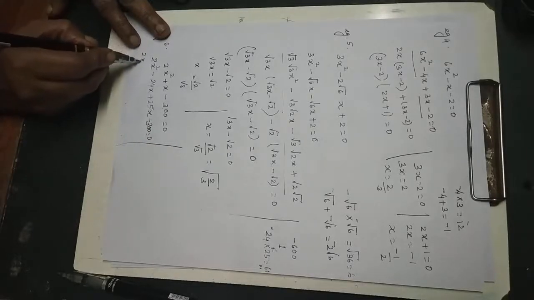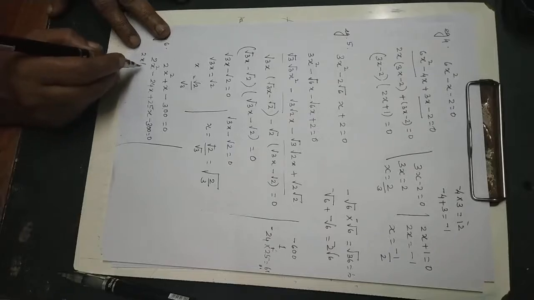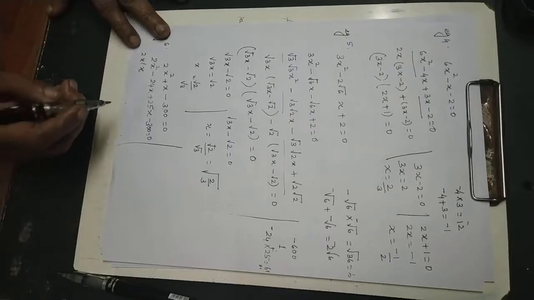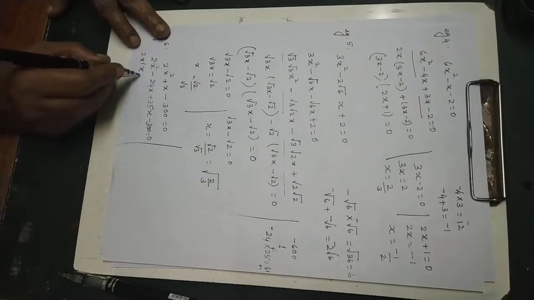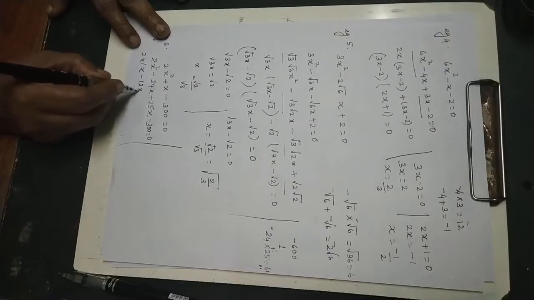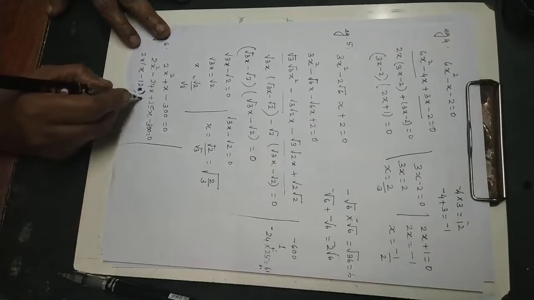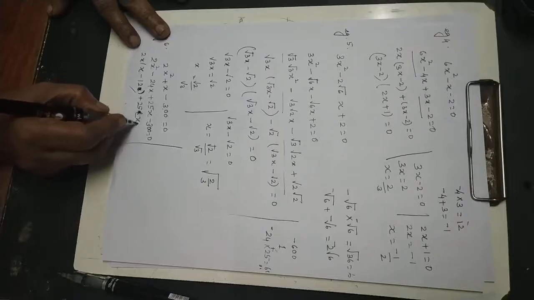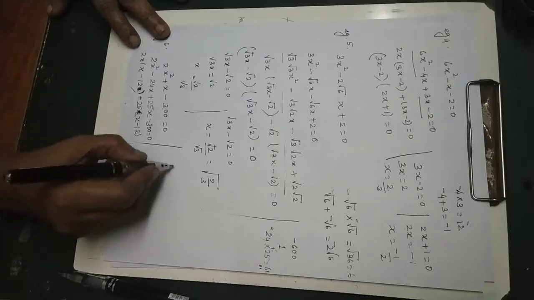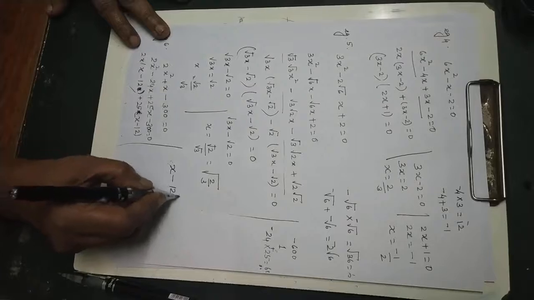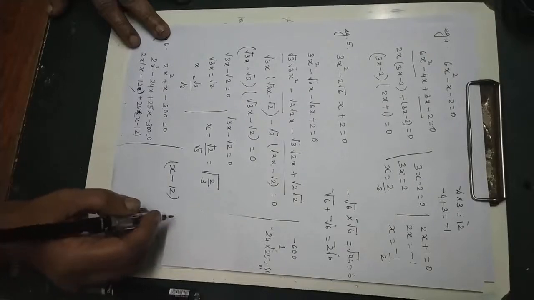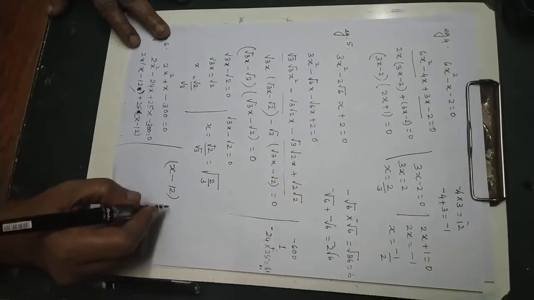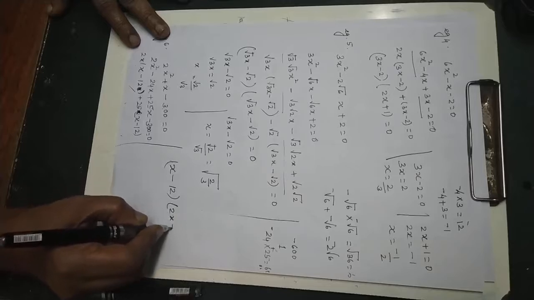So 2x is common there, x minus 12. Here 25 is common, x minus 12. Again x minus 12 is common, 2x plus 25.